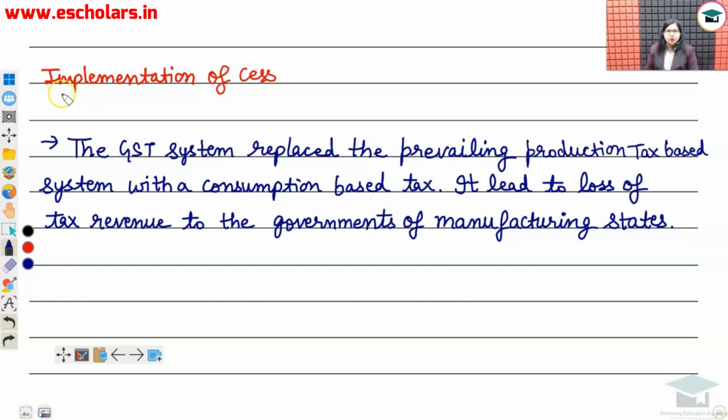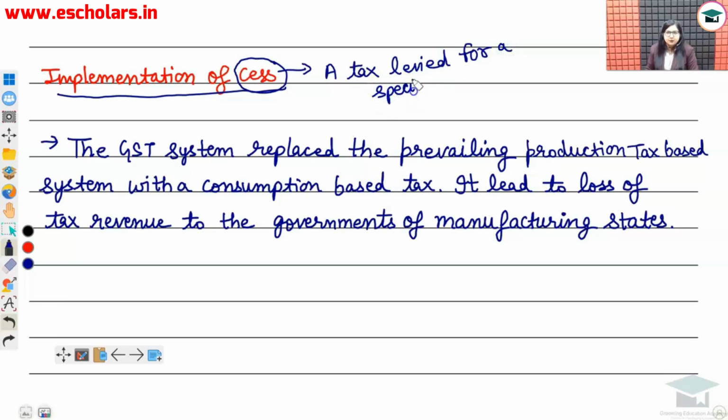Now students, we will talk about the implementation of cess. Before going through the implementation of cess, we should know the meaning of cess properly. Now what is cess? Cess is basically a tax which is levied for a specific purpose. Like it can be for funding a specific project. So cess is basically a tax which is imposed for a specific purpose.